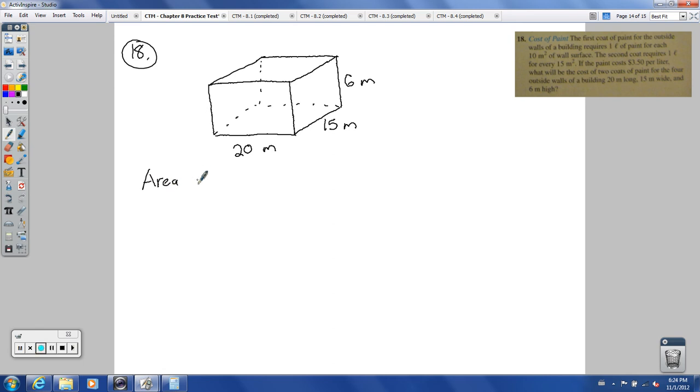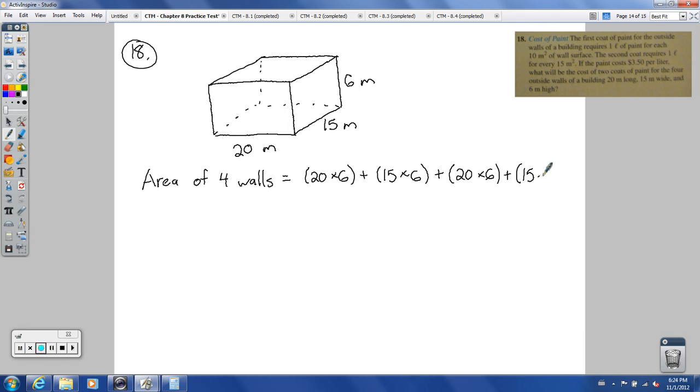Area of the 4 walls. That's what we need to calculate first. So wouldn't this one be 20 by 6? I hope you would say yes to that. 20 meters long, 6 meters high. So we have one that's 20 by 6. We've got a second one that's 15 by 6 right there. And then that repeats. So we have another one back here that's 20 by 6, and this one is 15 by 6. So we're going to add all this together.